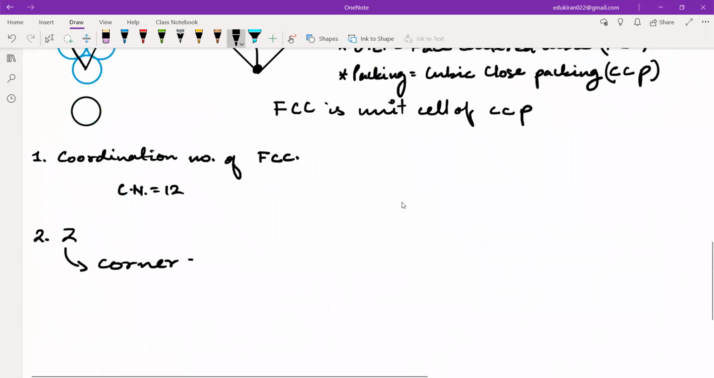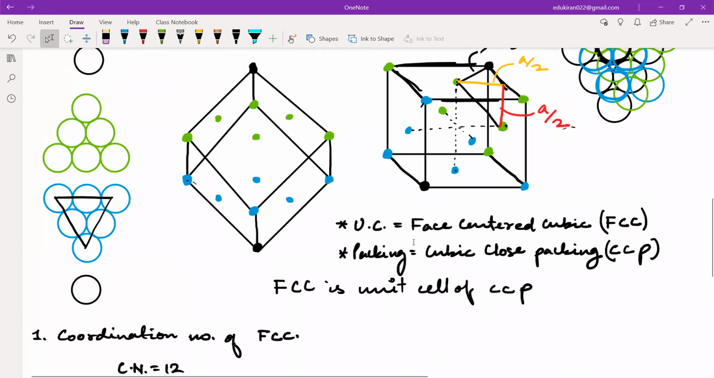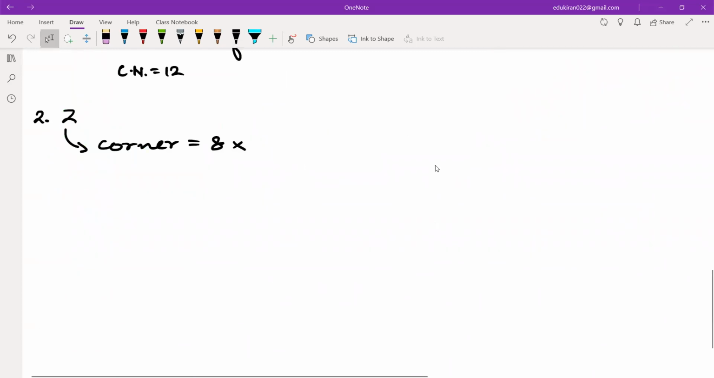So we have corner. How many are present in corner? 8. 8 are present in corner. Very good. What is the contribution of each of them? Yes, Aisha, correct. What is the contribution of corner 1? I think 1 by 8. Yes, not think. It is 1 by 8, which will be equal to 1.